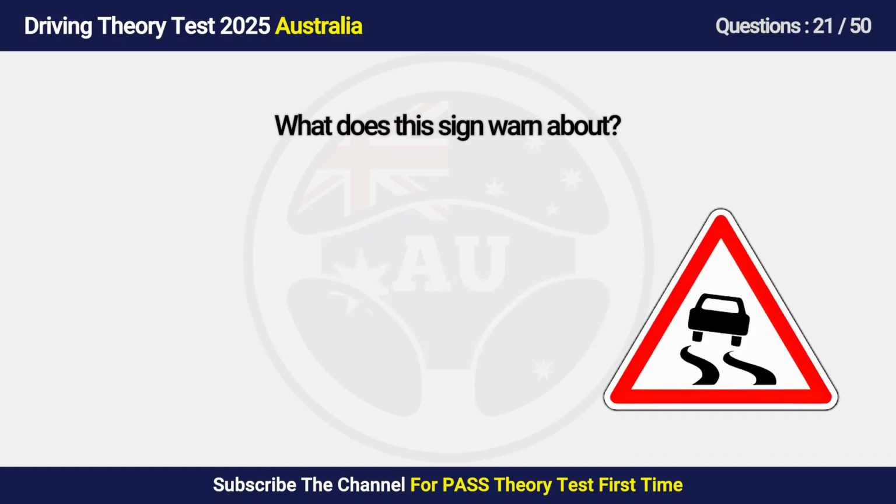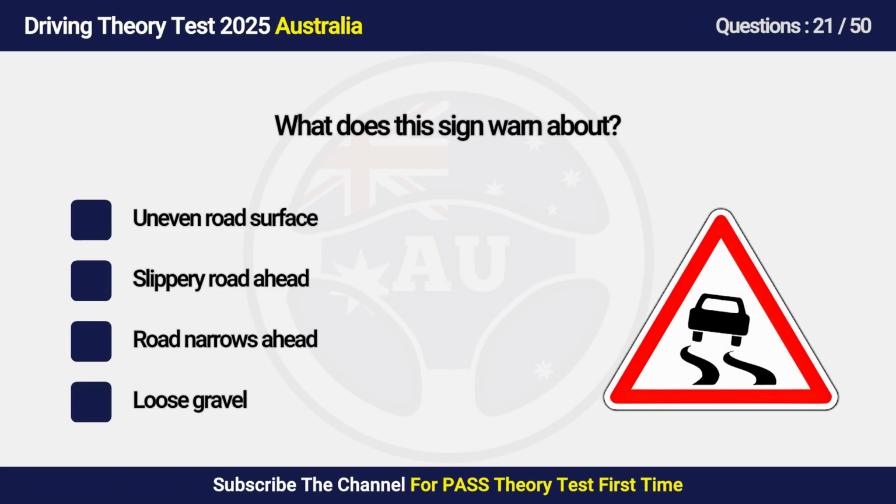Question 21. What does this sign warn about? A. Uneven road surface. B. Slippery road ahead. C. Road narrows ahead. D. Loose gravel.